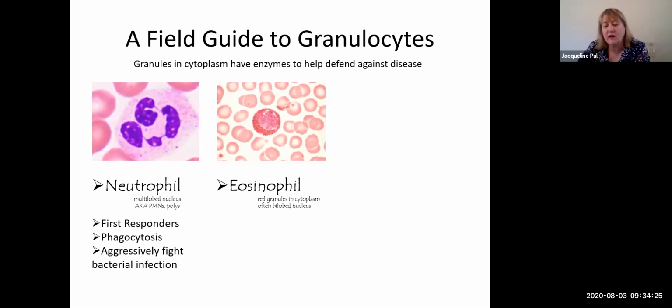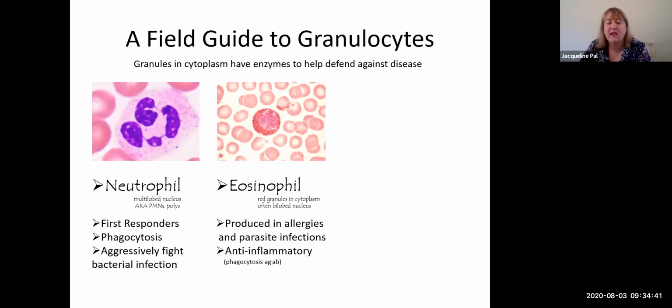Eosinophils are one of the lesser common cell types in your blood, but you make them when you have allergies or if you have a parasite infection. And these granules actually help this cell be an anti-inflammatory cell. So when your body has antigens reacting with antibodies, these cells can phagocytose that antigen-antibody complex to help reduce the inflammation in an area.